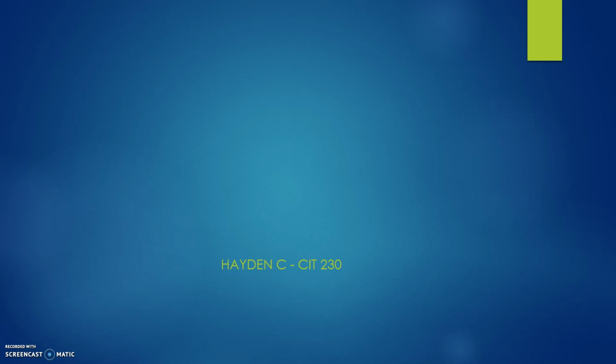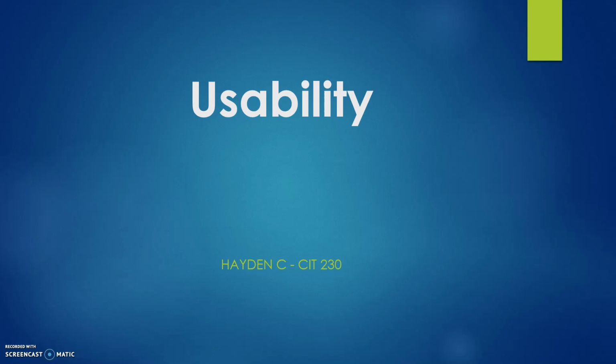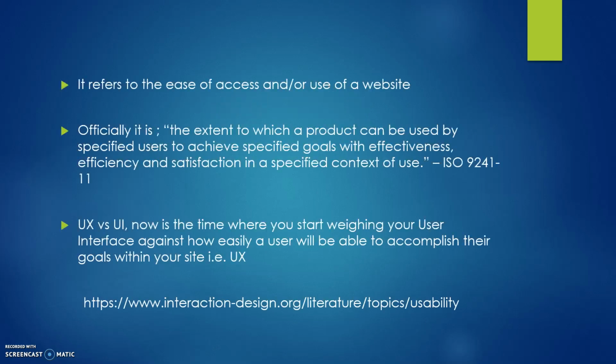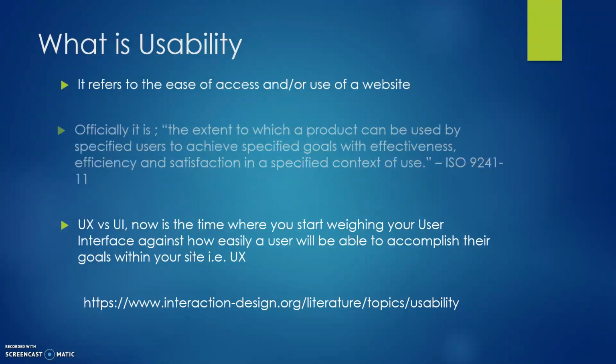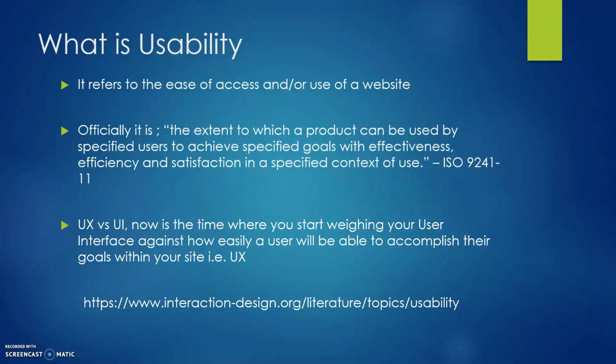Today we're going to be going over usability. So let's go ahead and take a look at that. So what exactly is usability? Well, basically, it is the ease of access and use of your website. How well I, the user, am able to access the features that I want on your website and be able to traverse your website very easily. And then officially, it is basically what I just went over.